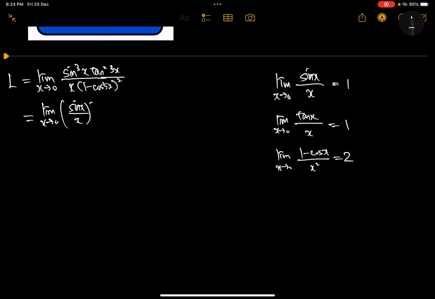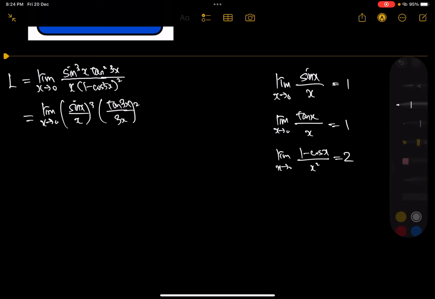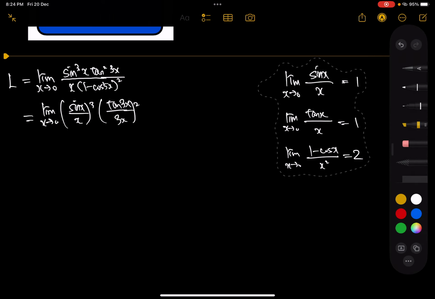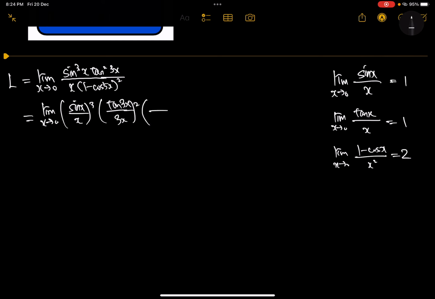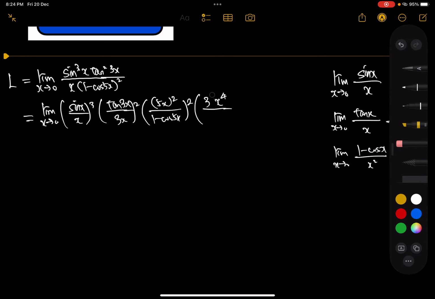Sine x over x cubed, tangent 3x over 3x squared. I'm going to move this to the side. That's way too basic. And obviously we have 1 minus cosine 5x over x squared. And then we have to deal with the extra terms. So there's an extra x squared here. There's an extra 3 squared x squared here. So I believe that's 3 squared x to the power 4. 3 squared, yep, that should be 3 squared, my bad.